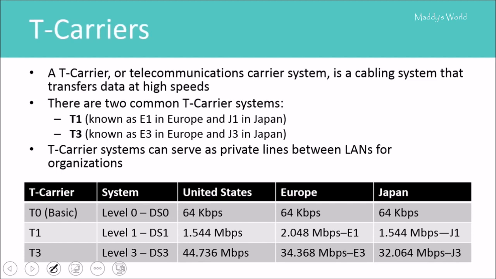There are two common carrier systems. There's T1, which is also known as E1 in Europe and J1 in Japan, and then T3, which is known as E3 in Europe and then J3 in Japan, respectively. These are private lines between LANs, and sometimes you might find different offices using T carrier systems.